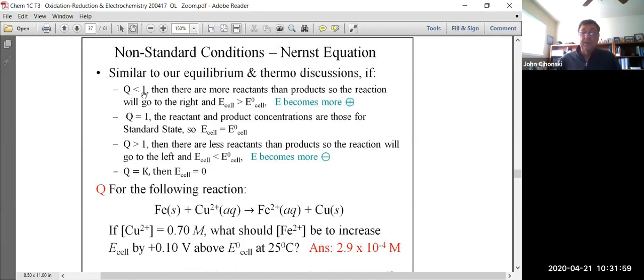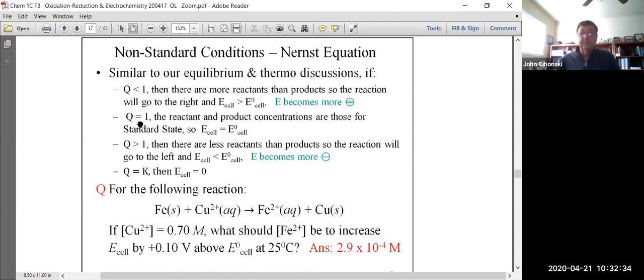If we have a Q that is less than 1, that means that there are more reactants than products, correct? So the reaction will go to the right. You want the reactants to go to products. So that means it is spontaneous, or you can think of it maybe even as being more spontaneous. So E becomes more positive.